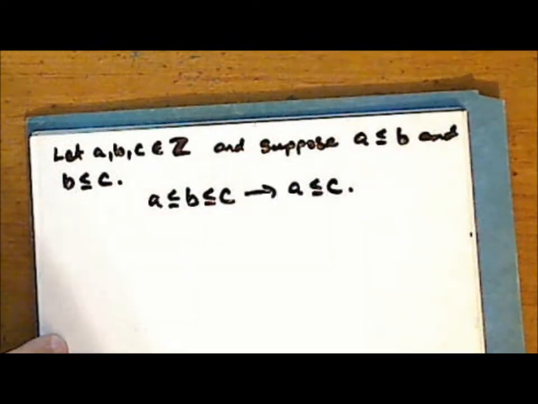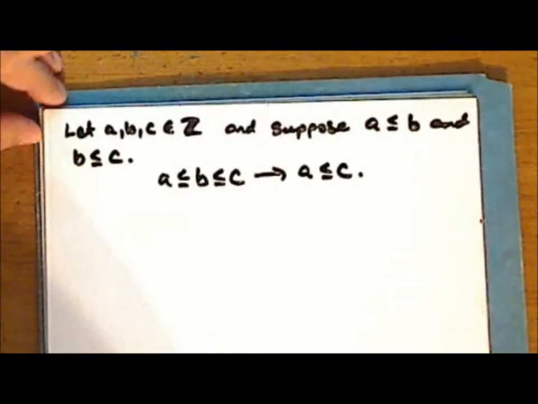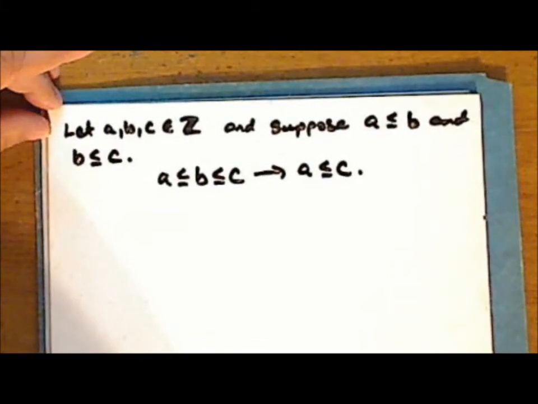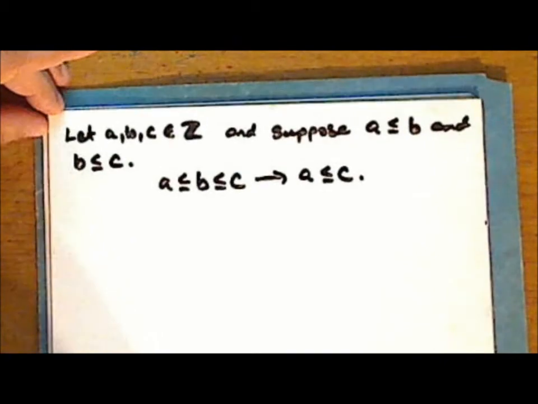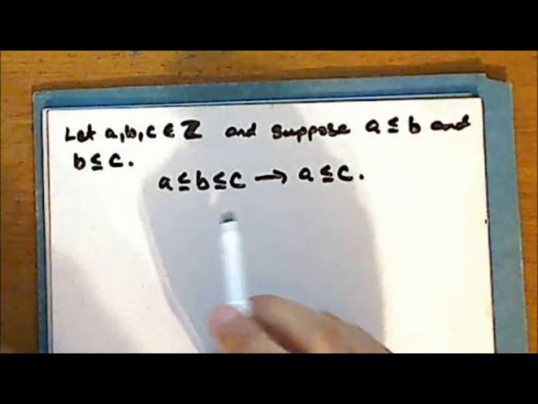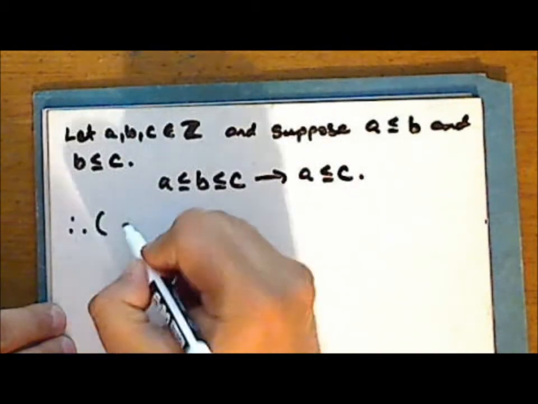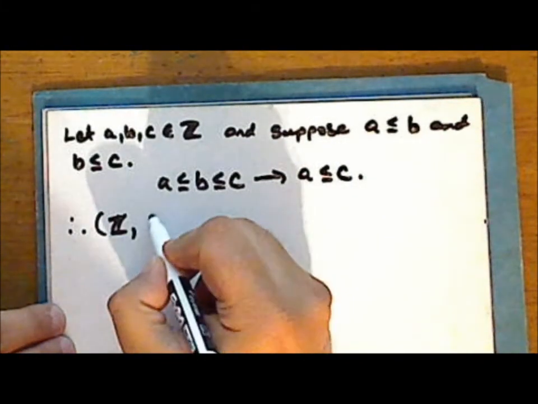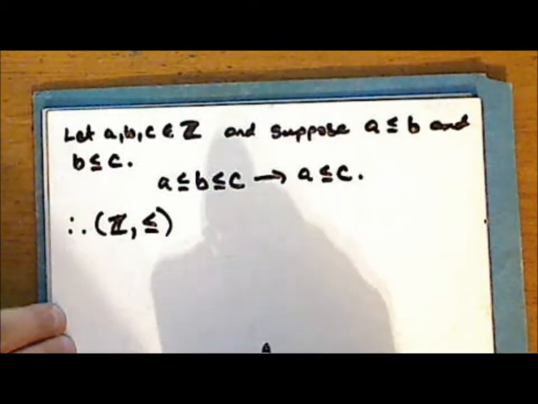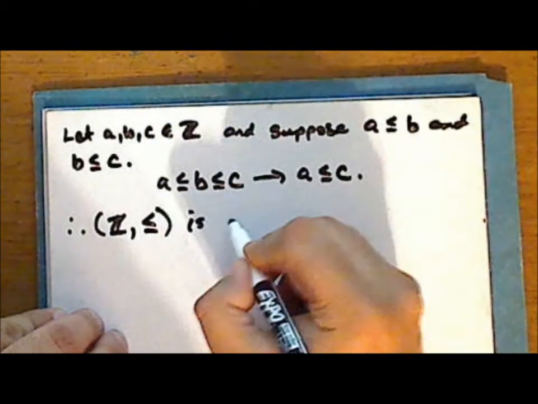And again, we chose these elements arbitrarily from the set of integers, so it is true for every three elements in the set of integers, and so the relation less than or equal to is transitive. And so we have demonstrated that the integers together with the relation less than or equal to is a totally ordered set.